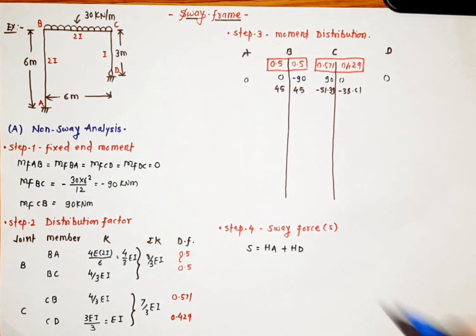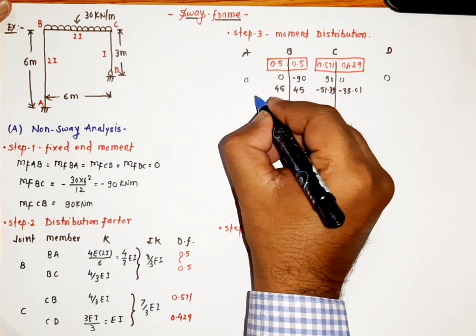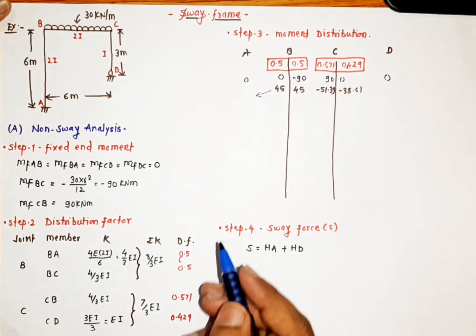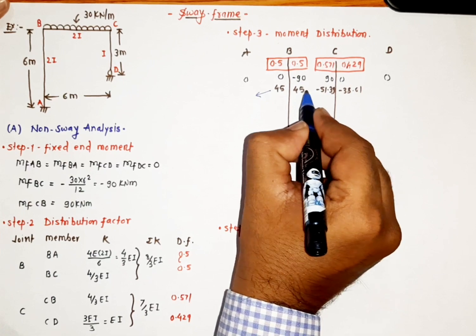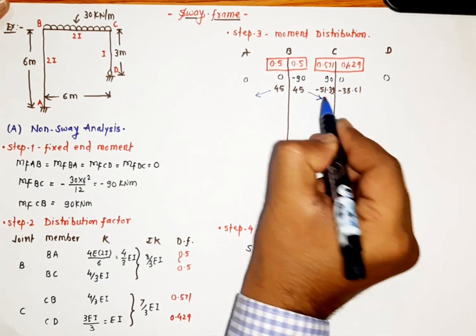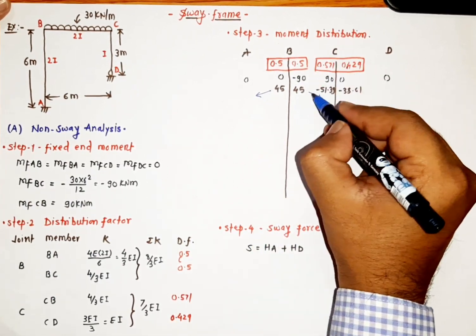Whenever we want to transfer a half from B to A, yes, we are going to transfer from B to A. Can we transfer from B to C? Yes, we will transfer from B to C also. Can we transfer from C to B?